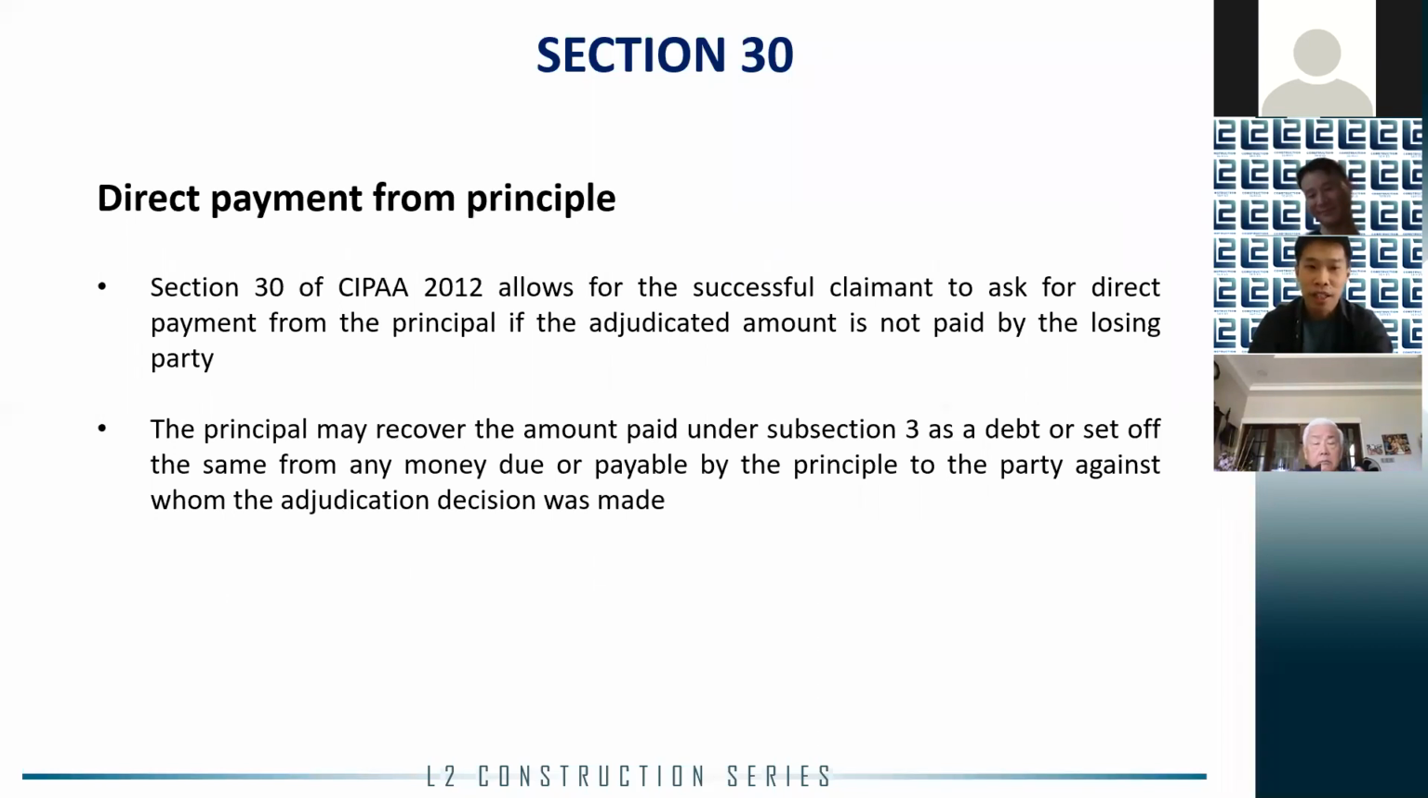Likewise, generally speaking, a subcontractor who does not have privity of contract with the employer has no right to seek direct payment from the employer. Section 30 gives the winning subcontractor the right to request direct payment of the adjudicated sum from the employer. Now, this does not mean that the subcontractor can demand the adjudicated sum from the employer as if the employer is the main contractor. To succeed under Section 30, there must be payment due and owing by the employer to the main contractor at the time the direct payment request is made by the winning subcontractor.